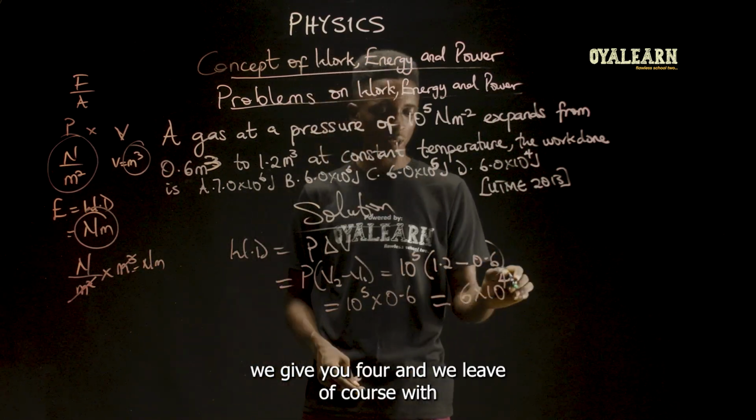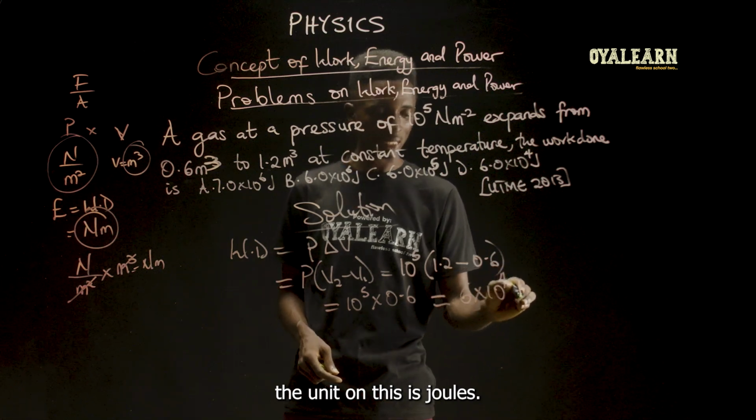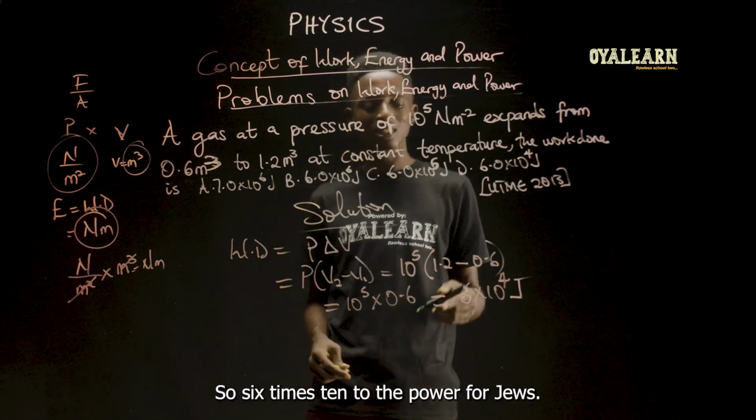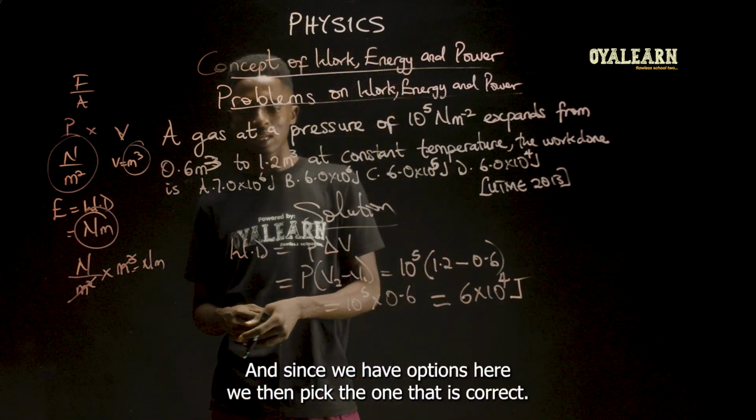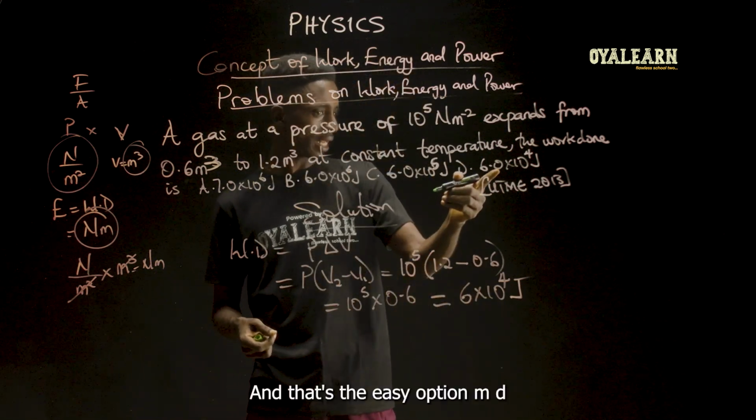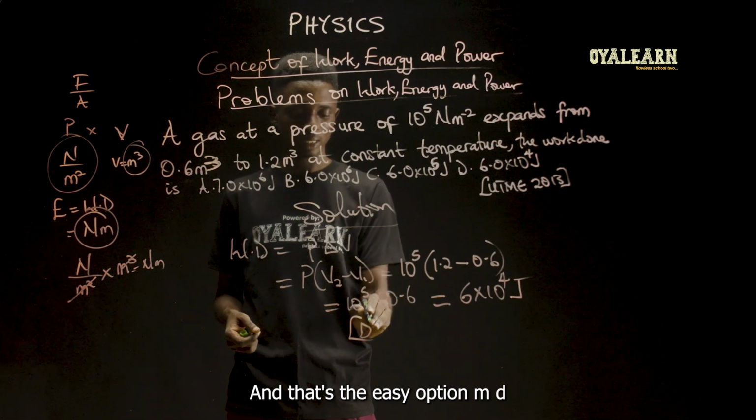And we leave, of course, with the unit, which is joules. So 6 times 10 to the power of 4 joules. And since we have options here, we then pick the one that is correct, and that is option D.